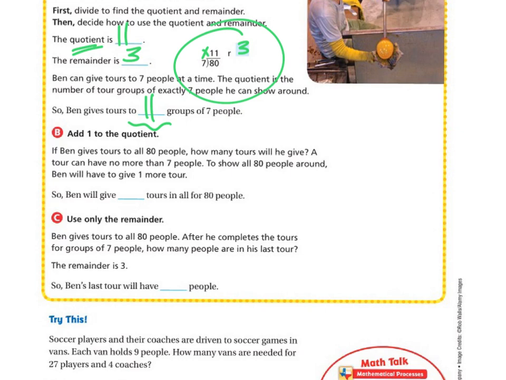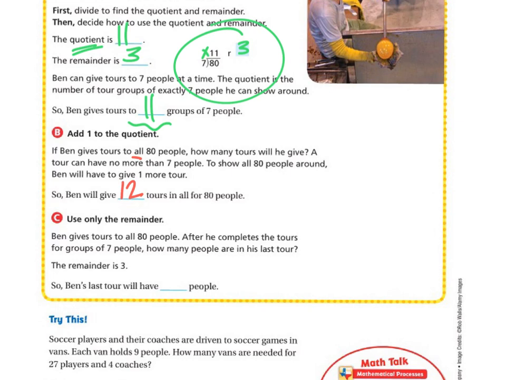If Ben gives tours to all 80 people, how many tours will he give? A tour can be no more than 7, but to show all 80 people around, if you remember right just a second ago, only 77 people were getting the tour, and we had 3 people who weren't going. So for him to give all of them a tour, he's going to have to give 12 tours, and that way he can get everybody in. Just that last group's going to have 3 people in it instead of the 7.